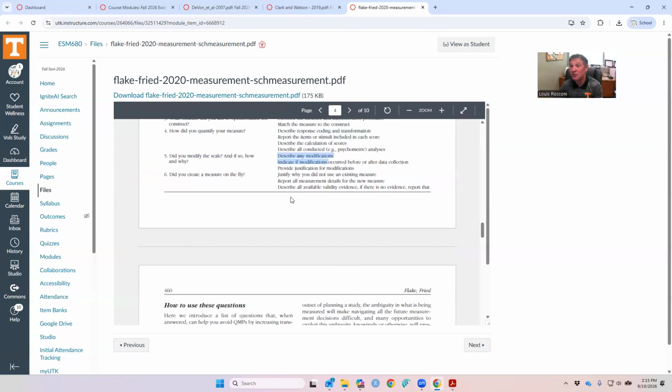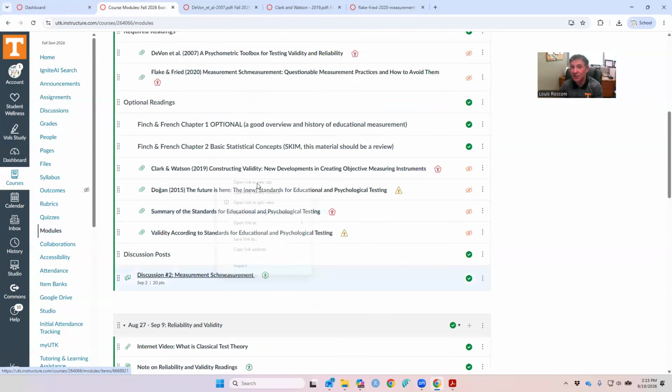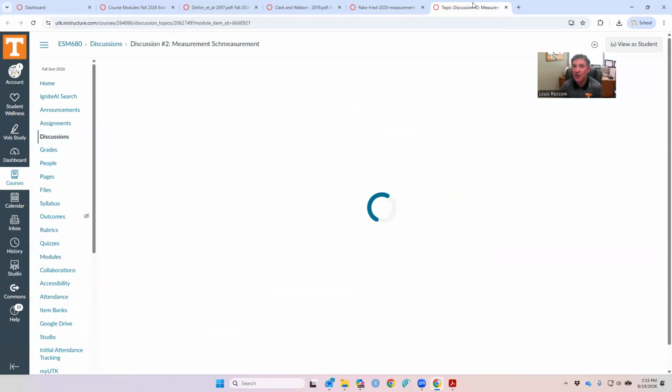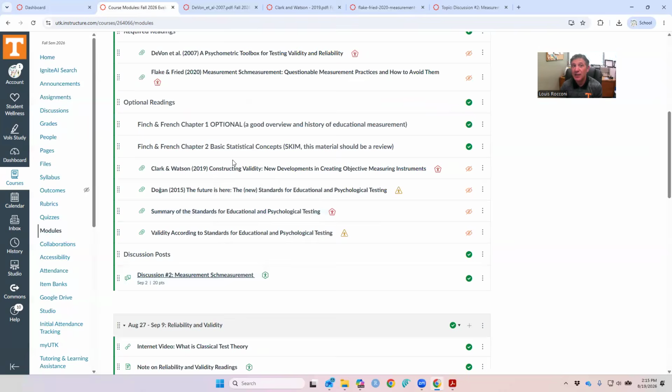So these are the two articles I want us to focus on this week. I have a discussion post here, so this is kind of our assignment for this week, and we're all going to discuss these topics together. So that's kind of our assignment this week.